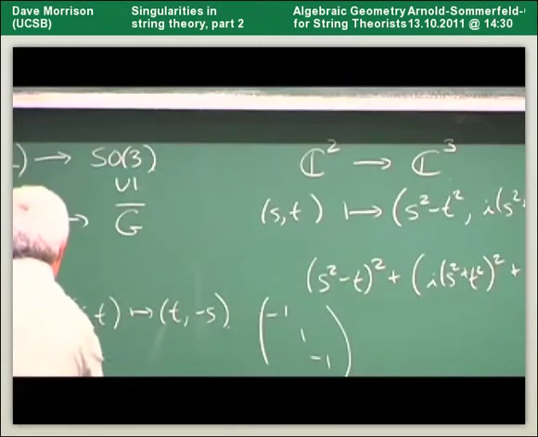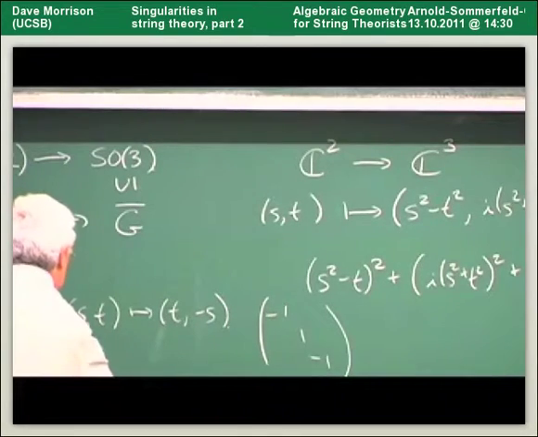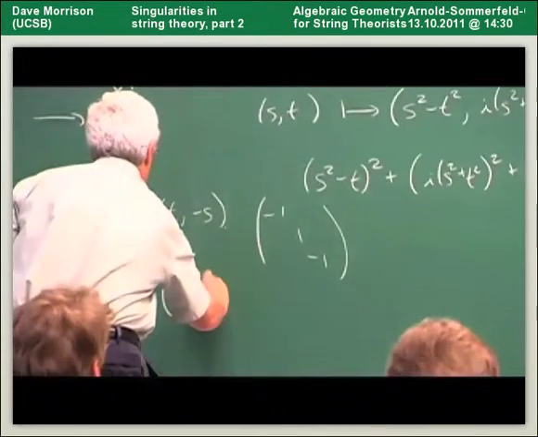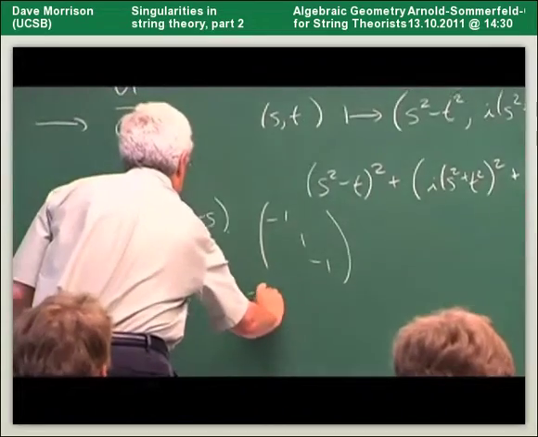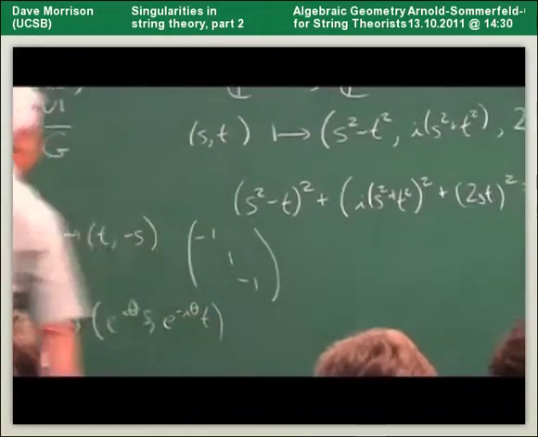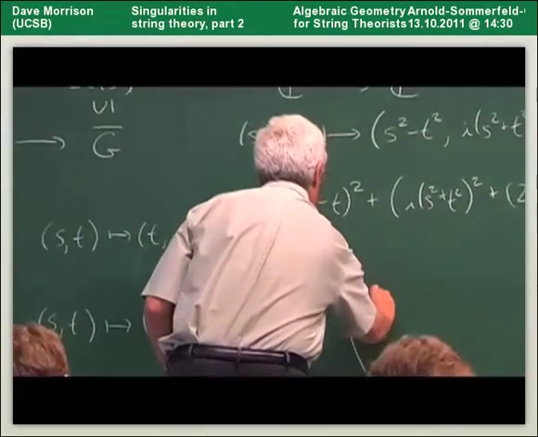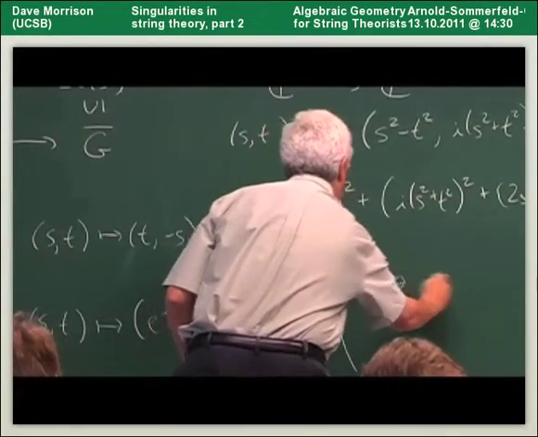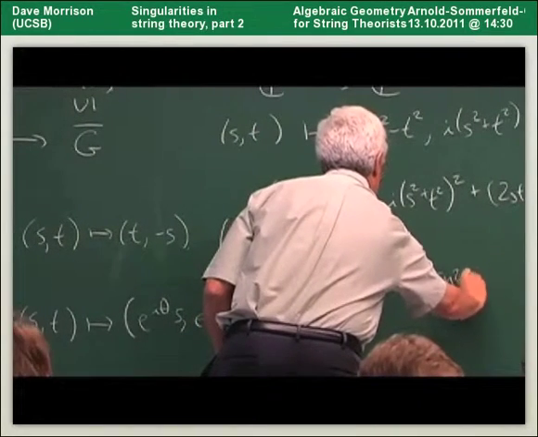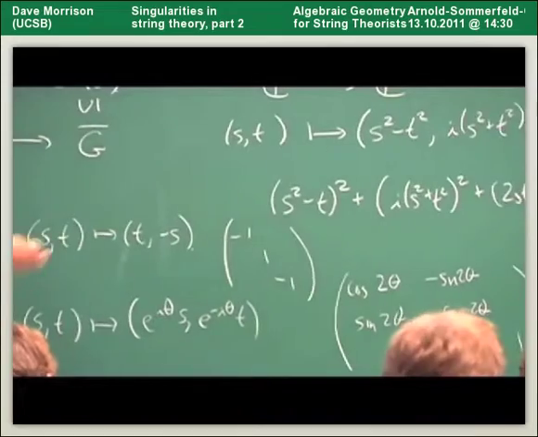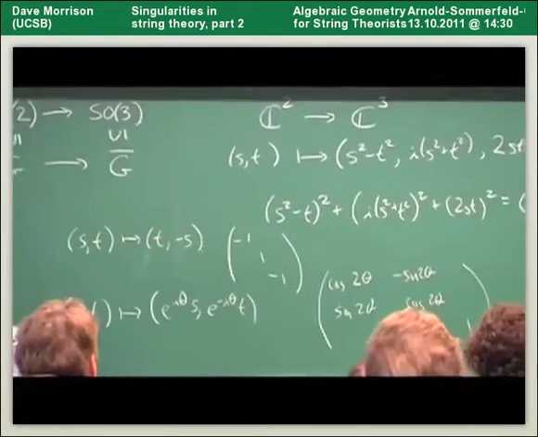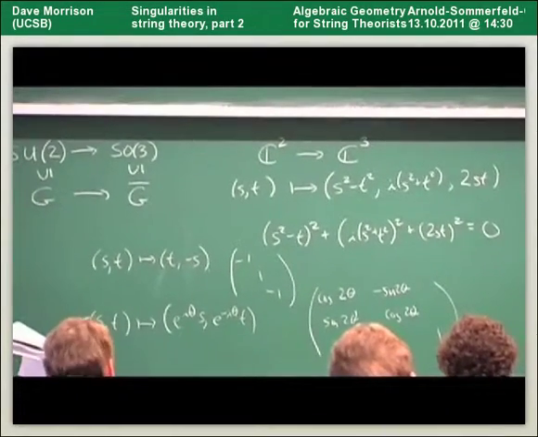If I take (s, t) goes to (e^{iθ}s, e^{-iθ}t), this one's slightly more work, but it's not hard to show that the matrix for this is cos 2θ, minus sin 2θ, sin 2θ, cos 2θ, and 1 in those coordinates. So by an appropriate choice of θ, I can get another 180-degree rotation.